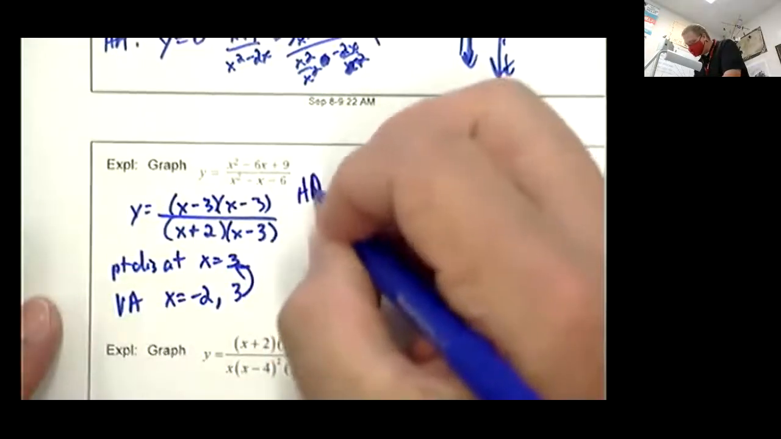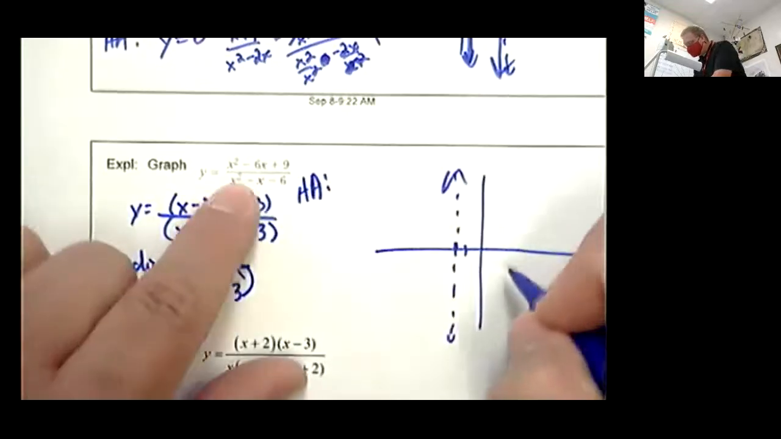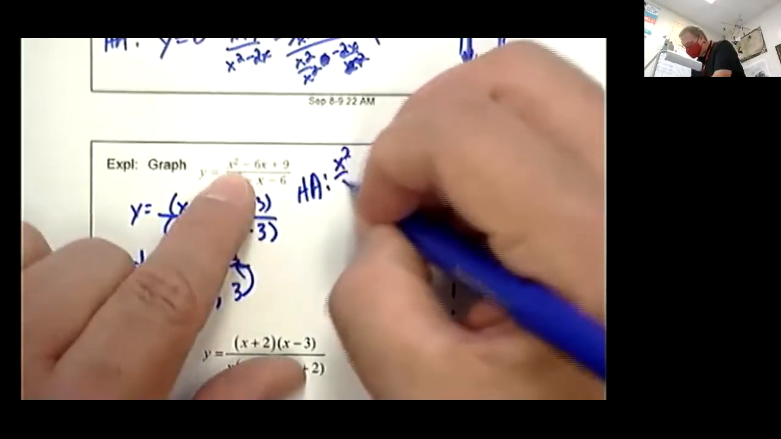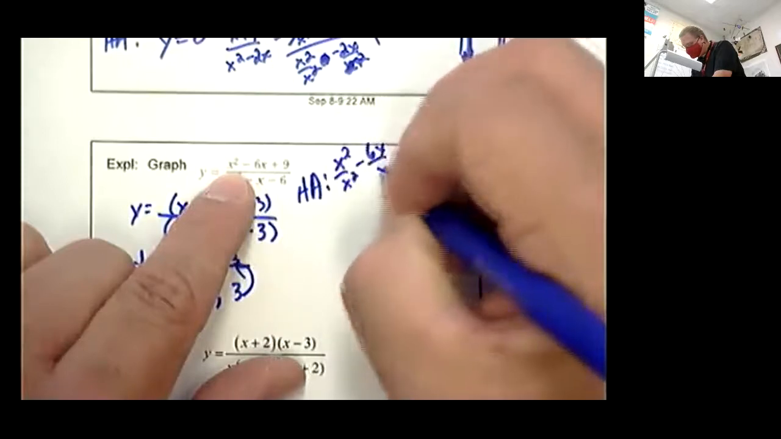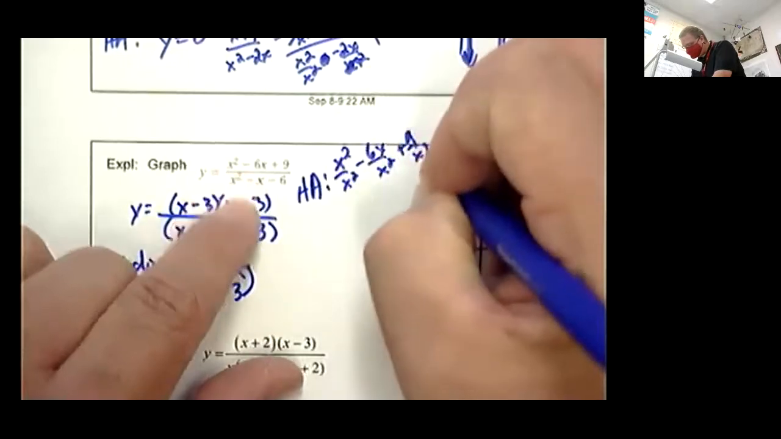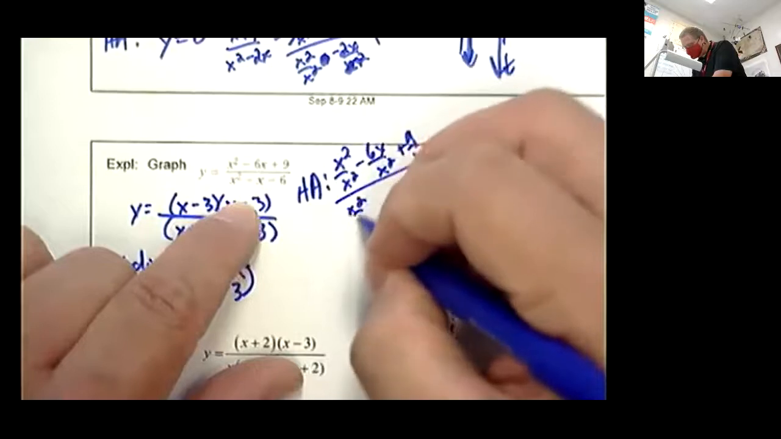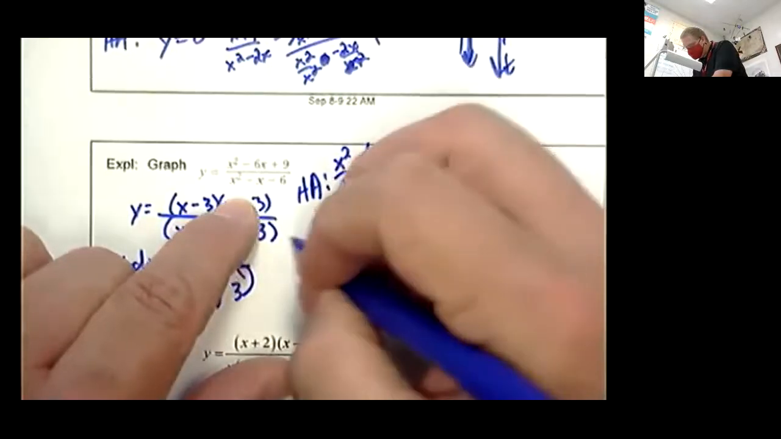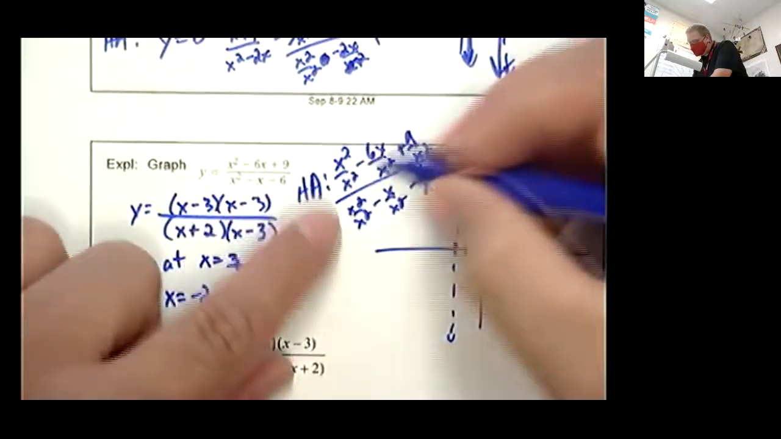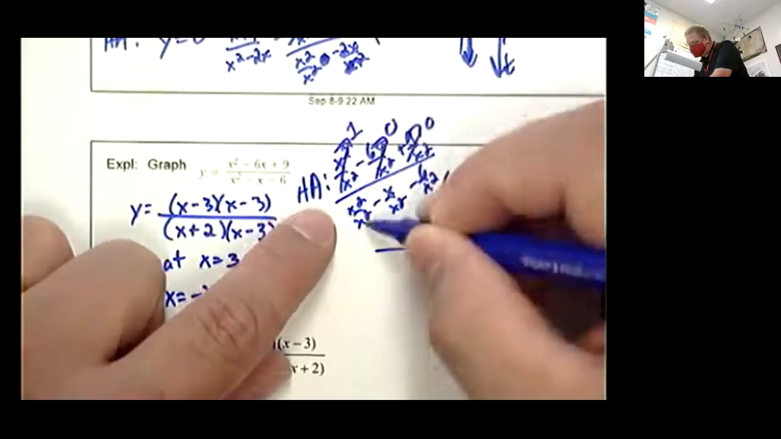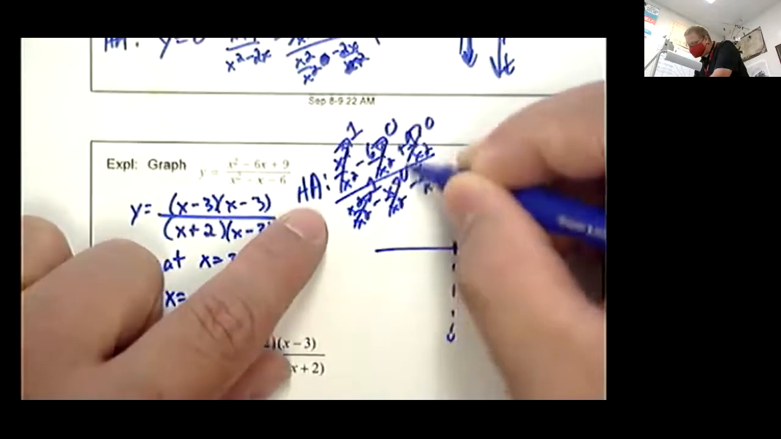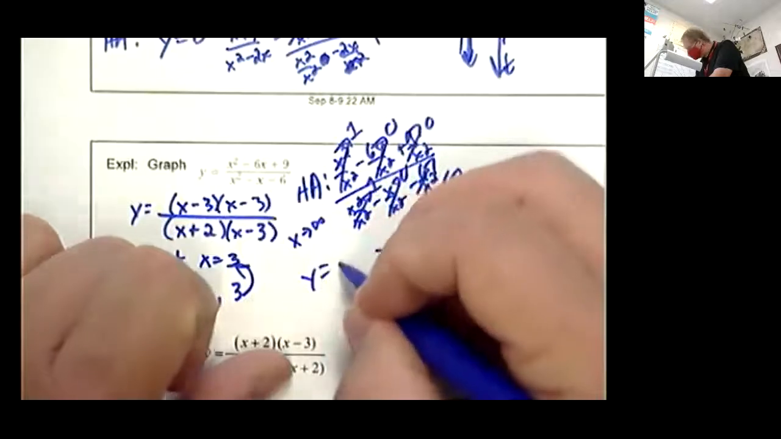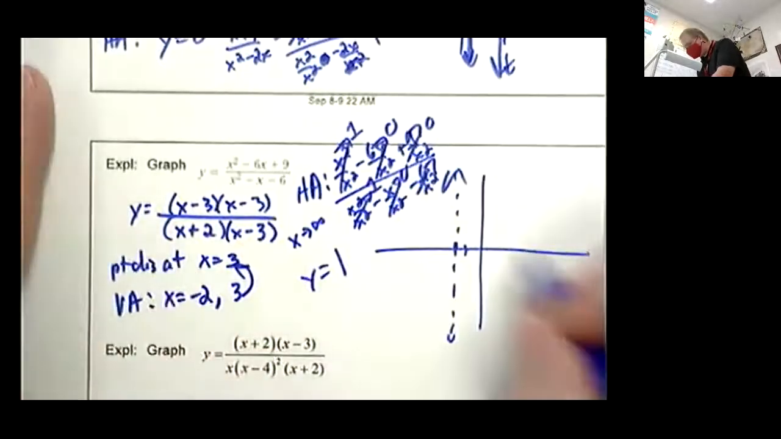The horizontal asymptote, that's going to be everything divided by x squared now. And we want x to go to infinity. Squared over squared is 1, 0, 0. This is 1 and 0 and 0. So our horizontal asymptote has to be at y equals 1.